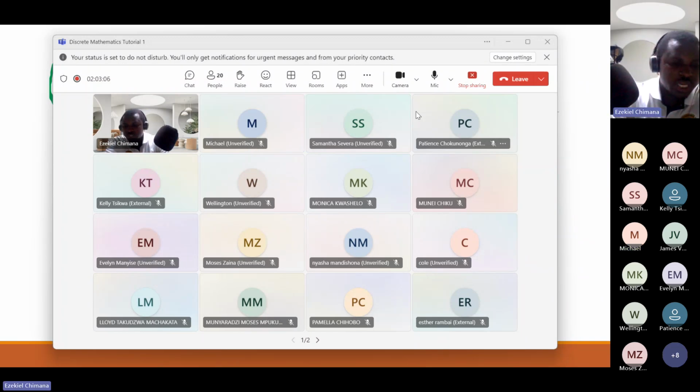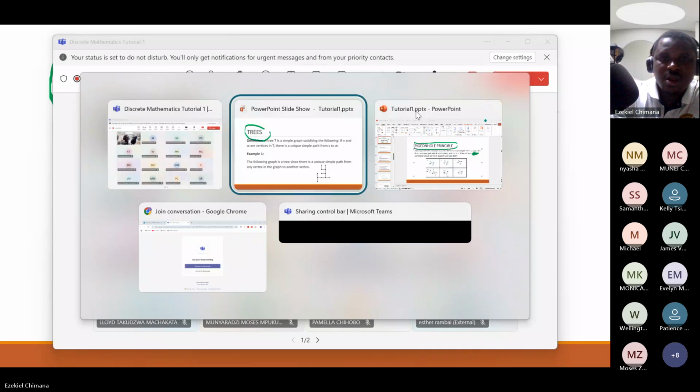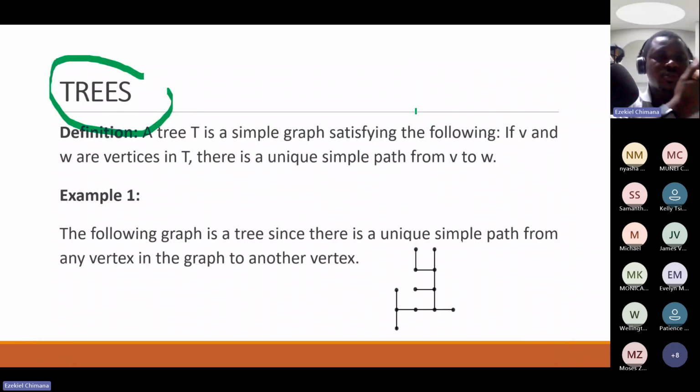I don't know if I've got any other question. Otherwise, I'm going to share this slide. You need to look at trees. It's just very basic things. You need to look at a tree and then the graph theory part.